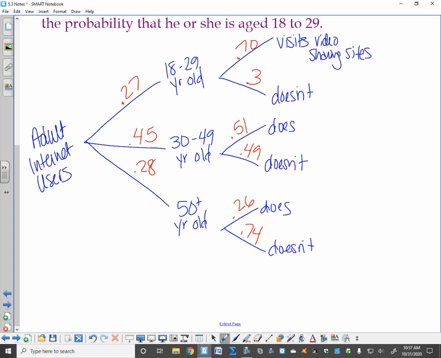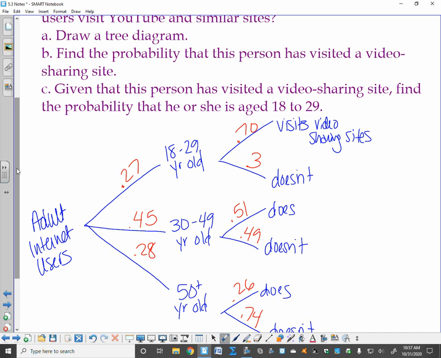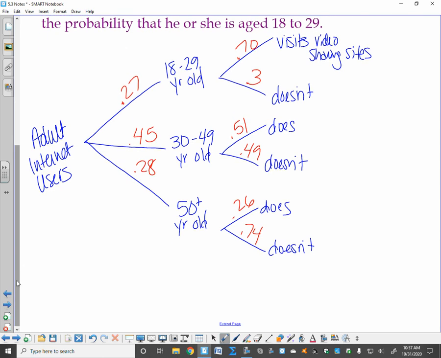Okay, now that your tree is the way that you want it, pause it and try B on your own. B says find the probability that a randomly selected person has visited. Okay, so has visited can happen 3 different ways.